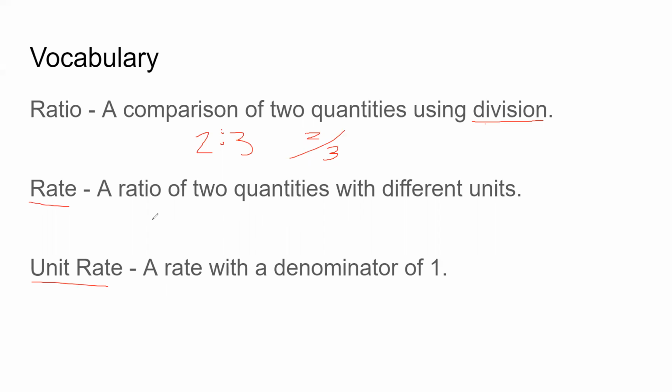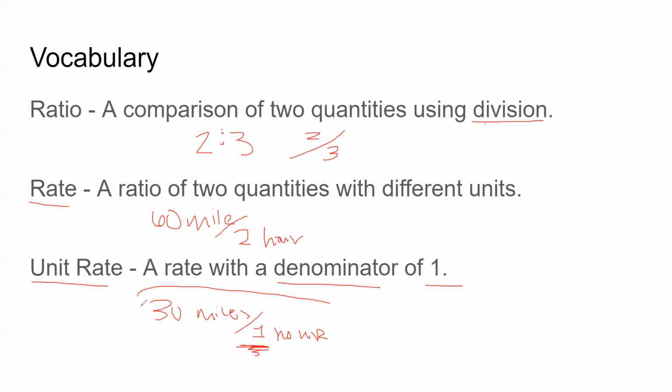So if we're talking about miles per hour, if I said I went, let's say, 60 miles in 2 hours, that would be a rate. But if I said 30 miles per hour, that's going to be my unit rate because it's per 1 hour. My denominator is a 1, so this is a unit rate of this rate.